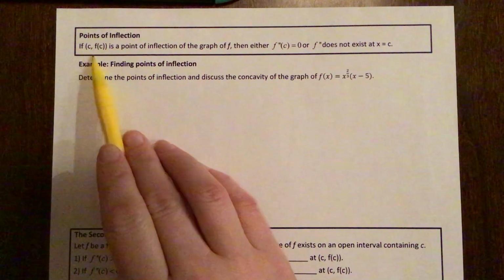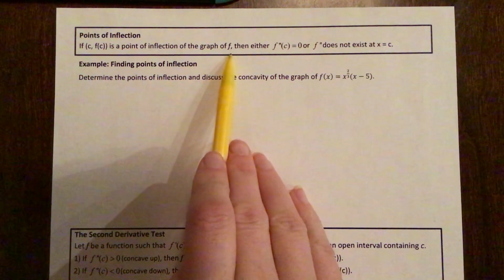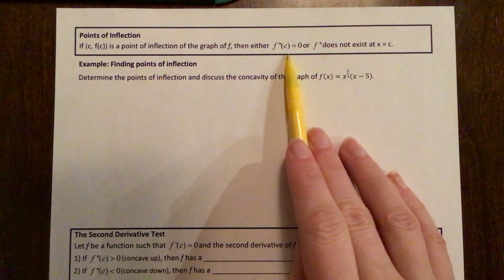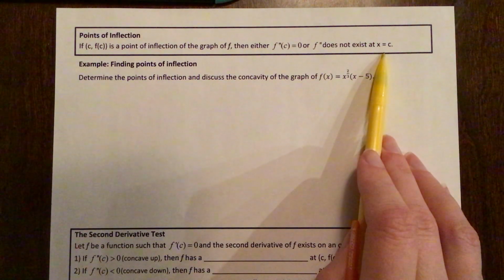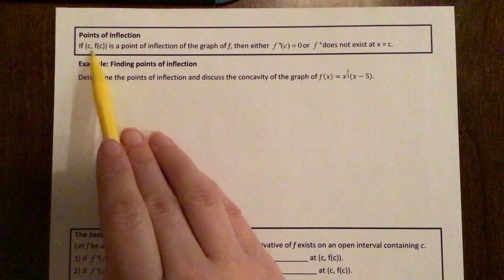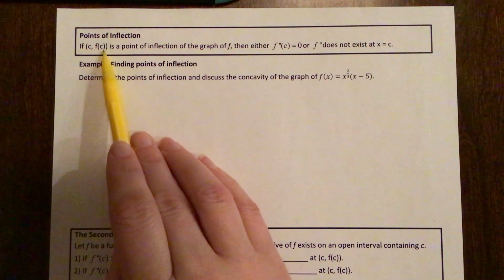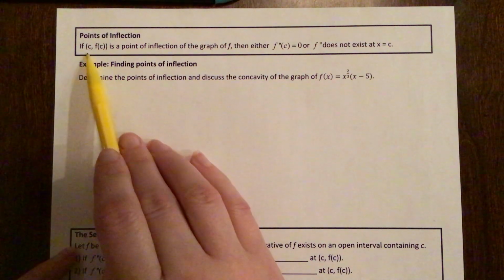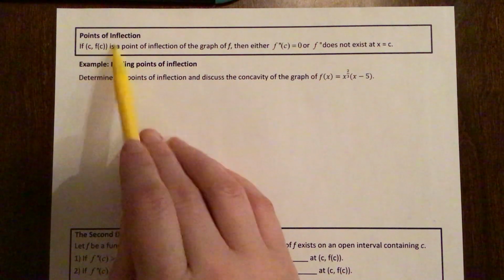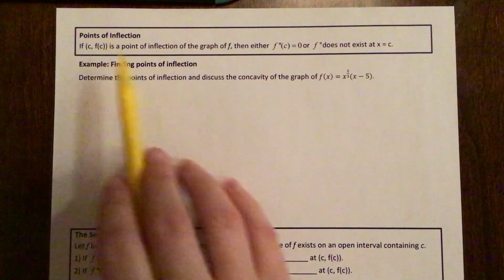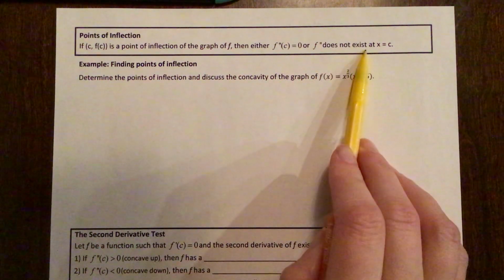Okay, if (c, f of c), so that's the x value, y value, right, is a point of inflection on the graph of f, then either f double prime of c equals 0 or f double prime does not exist at x equals c. Okay, so this point on f of x has to exist. You're not allowed to have f of x have a hole in your graph or a vertical asymptote in your graph. That point has to exist. It is a point of inflection. Then either f double prime of c equals 0 or f double prime does not exist.